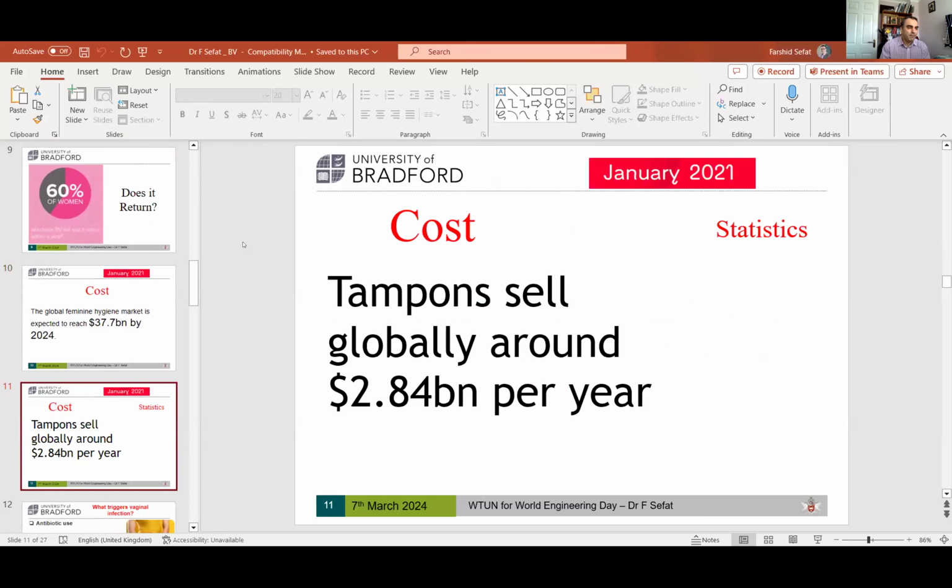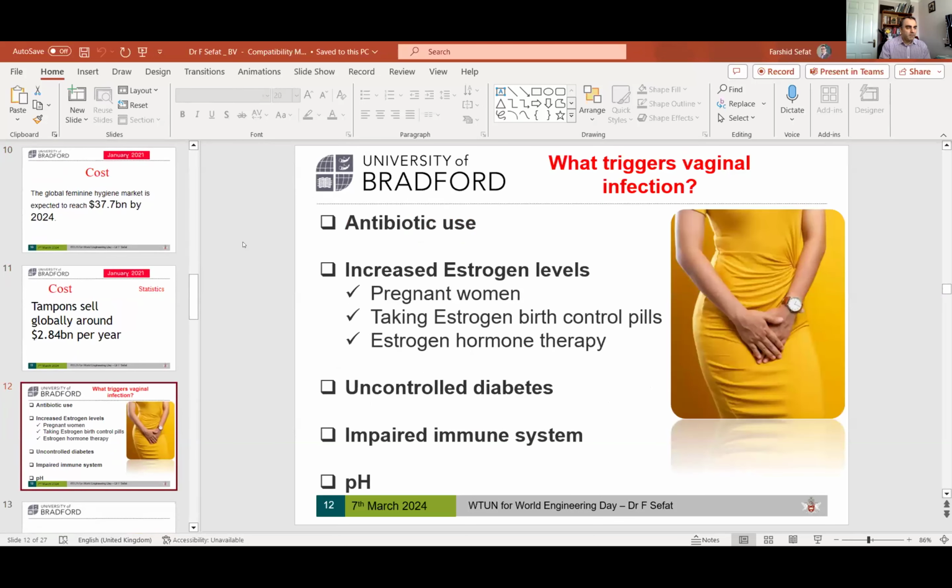The cost of tampon sales globally is about $2.84 billion per year. Again, if we can do something to stop this kind of bacterial vaginosis, we can save a lot of money globally. The first treatment is antibiotic, followed by estrogen level, and also uncontrolled diabetes. These are the triggers. If people take antibiotics, take estrogen, have diabetes, or have problems with the immune system and pH, they get it more easily.